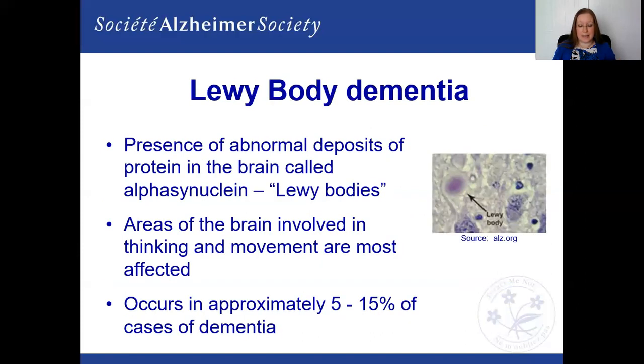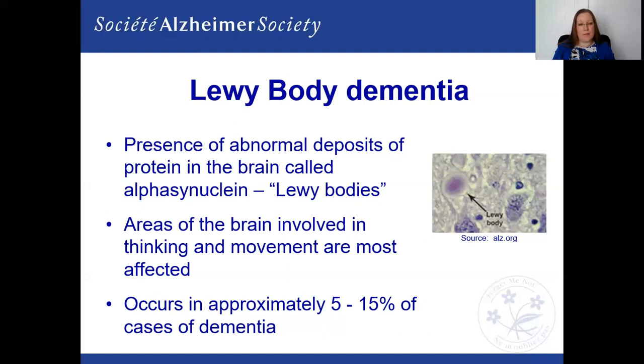We're going to look at the second type here, that's called Lewy body dementia. And Lewy body dementia is a term that was also mentioned earlier when Ali was reviewing the Dementia Umbrella image. Lewy body dementia occurs in between 5 to 15% of all cases of dementia.